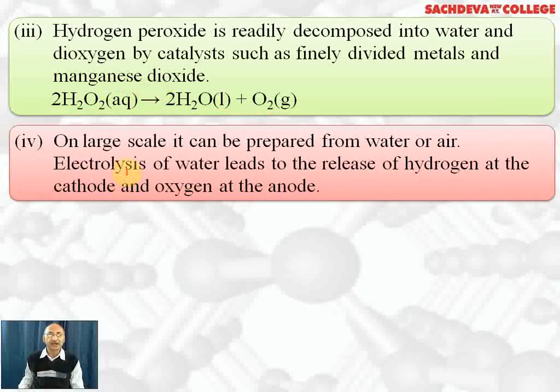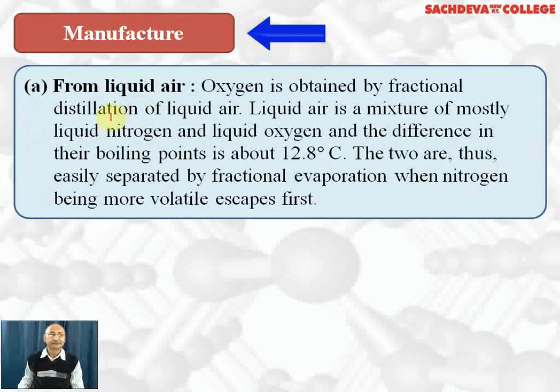On a large scale, it can be prepared from water or air. Electrolysis of water leads to release of hydrogen at the cathode and oxygen at the anode. Hydrogen is liberated at the cathode because it is electropositive in nature. Oxygen is liberated at the anode because it is electronegative in nature. The volume of hydrogen formed would be double that of oxygen because water contains hydrogen and oxygen in the ratio of 2:1.